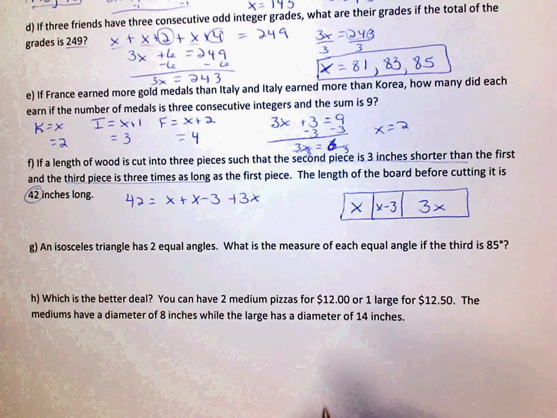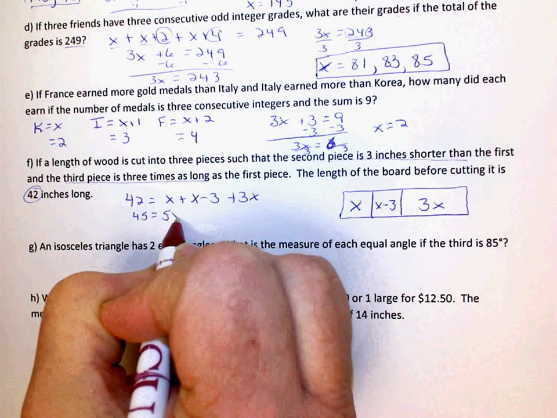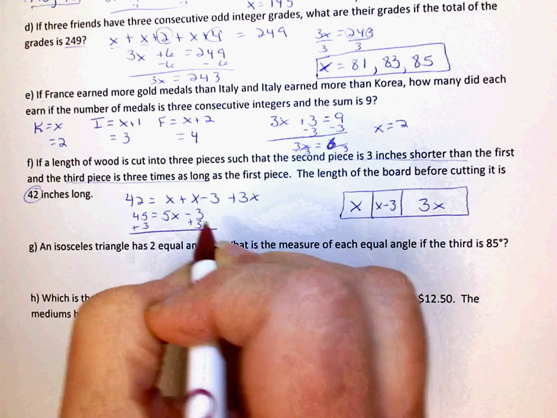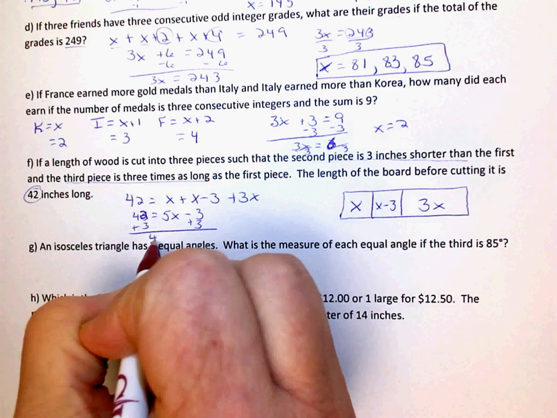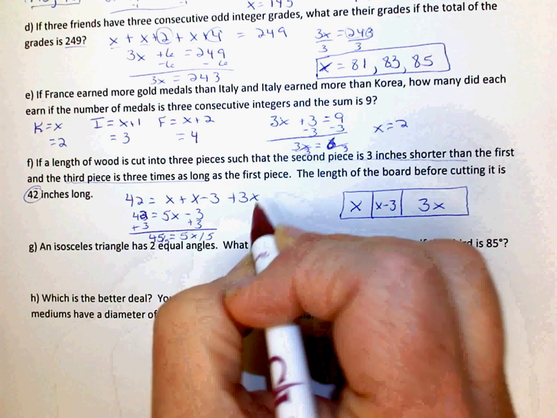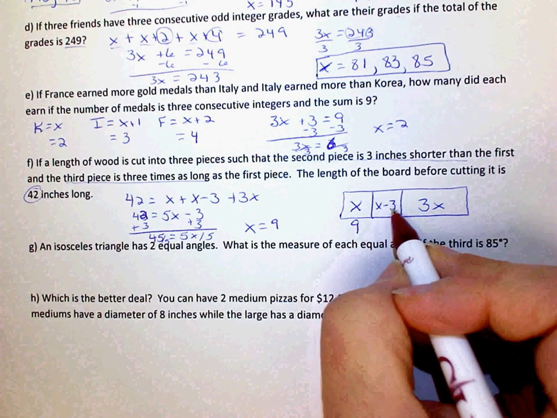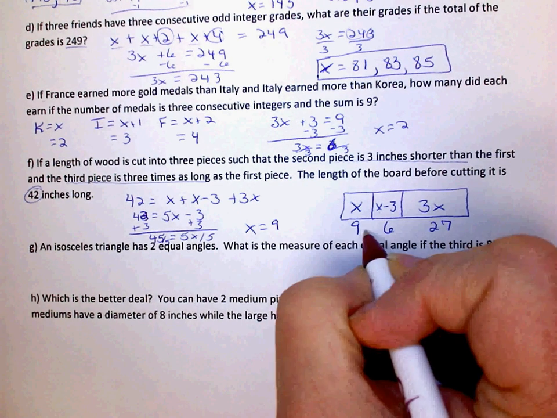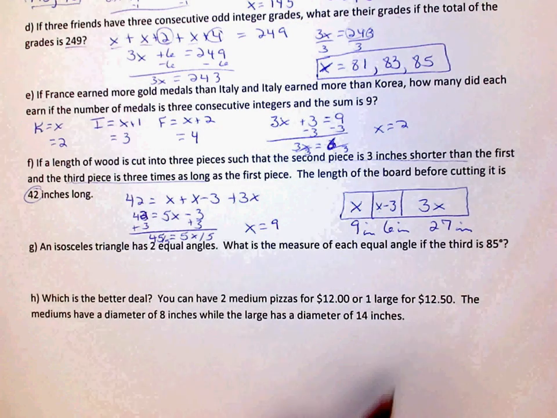So 3x plus x gives us 5x minus 3. So then we add 3 to both sides. So 45 equals 5x, divide by 5, and x equals 9. So 9 minus 3 is 6, and then 3 times 9 is 27 inches. So the first would be 9, the second 6, the third 27 inches.